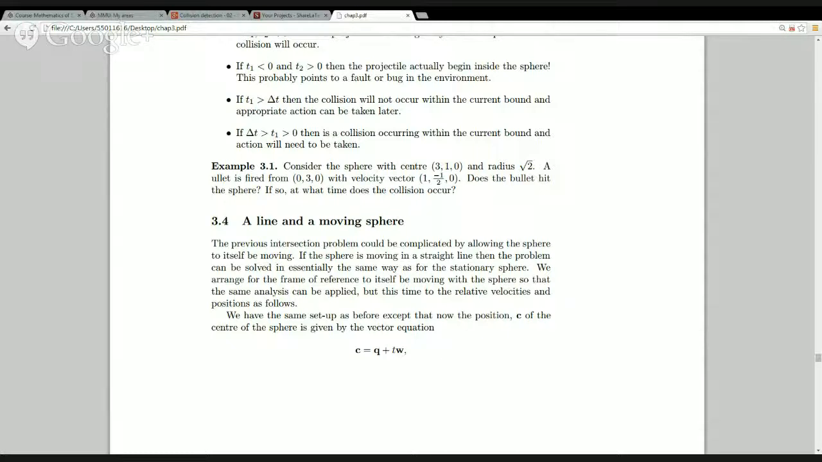So let's just type in the initial data. So we've got C, center point of the sphere, which is 3, 1, 0. I'm showing you this because I want to encourage you to get used to verifying your answers. So you've got a position vector C, you've got the radius R, and you've got the initial value of the bullet, which is 0, 2, 0. And the velocity vector of the bullet is 1, minus half. That's all our data, isn't it?